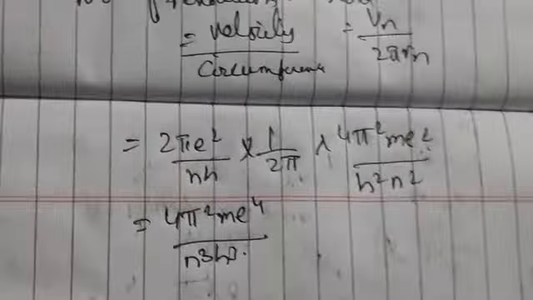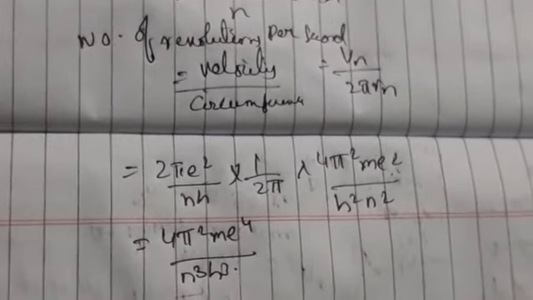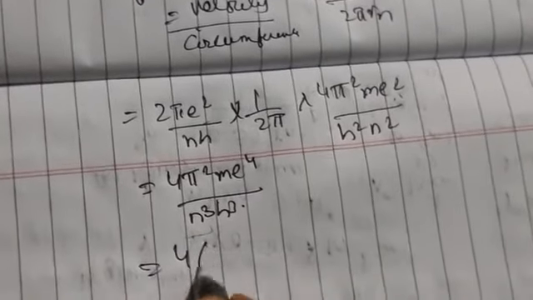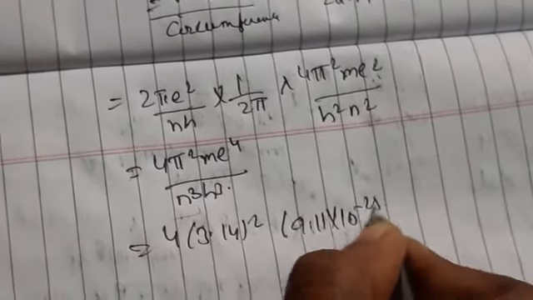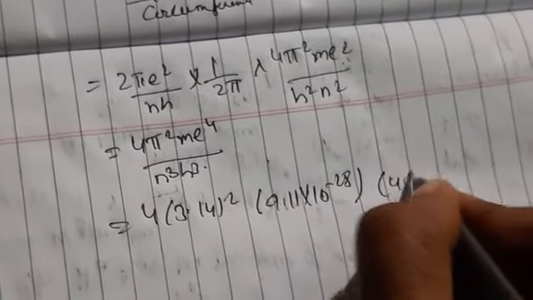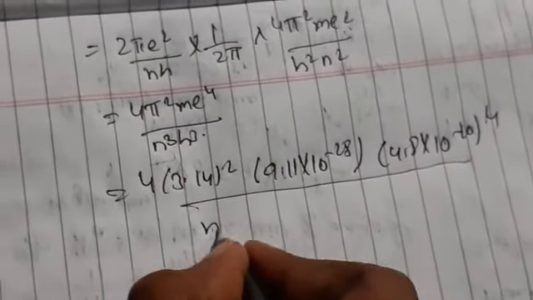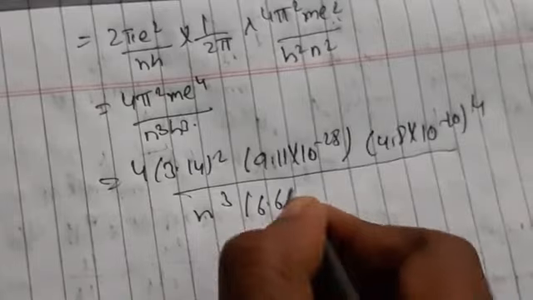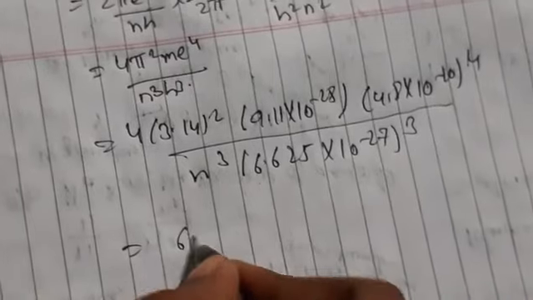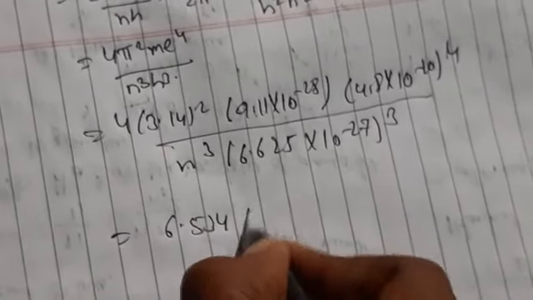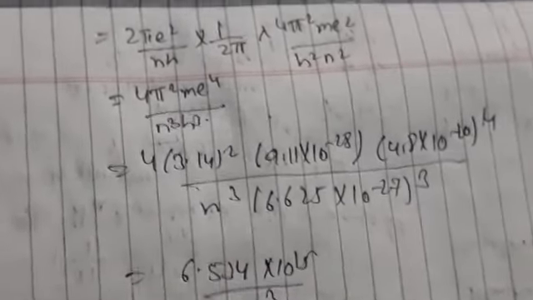By calculating this value, if you substitute the charge and the mass: 4 into pi value 3.14 square, mass of the electron 9.11 into 10 to the power minus 28, and charge of the electron 4.8 into 10 to the power minus 10, to the power 4, over n cube into 6.625 into 10 to the power minus 27 whole cube. By calculating all this, we get 6.534 into 10 power 15 by n cube. So this is the number of revolutions per second.